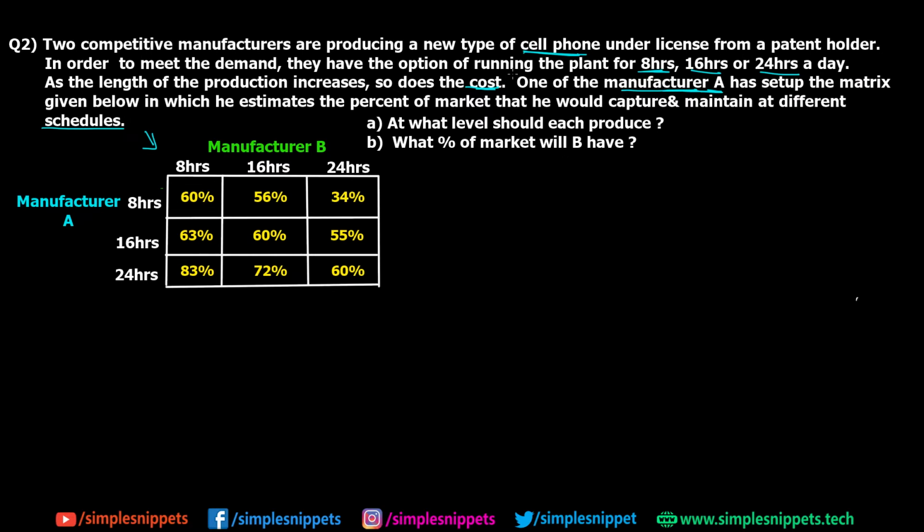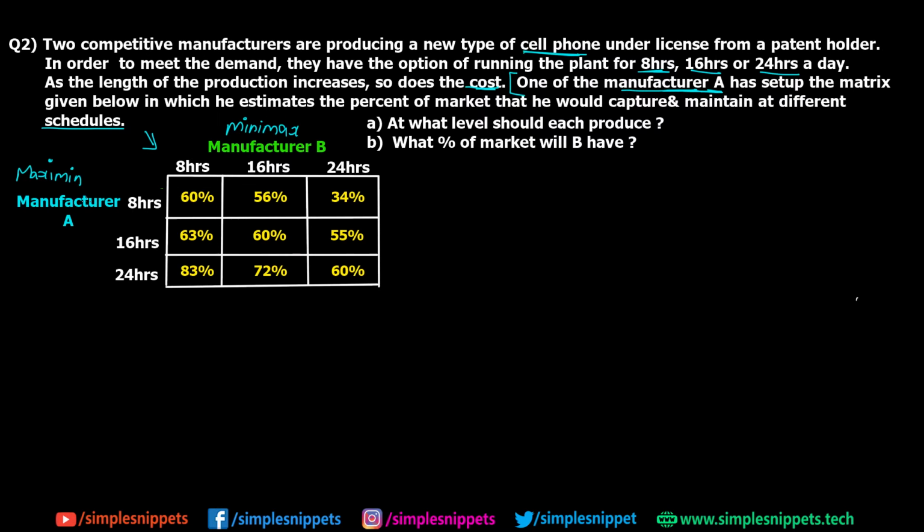So this is an important point over here, wherein the manufacturer A has set up this matrix and he has estimated the percentage of market that he would capture. So this is from manufacturer A's perspective, and again we are going to be using MaxiMin for manufacturer A and MiniMax for manufacturer B, wherein manufacturer A wants to maximize his minimum gains and manufacturer B wants to minimize his maximum loss.